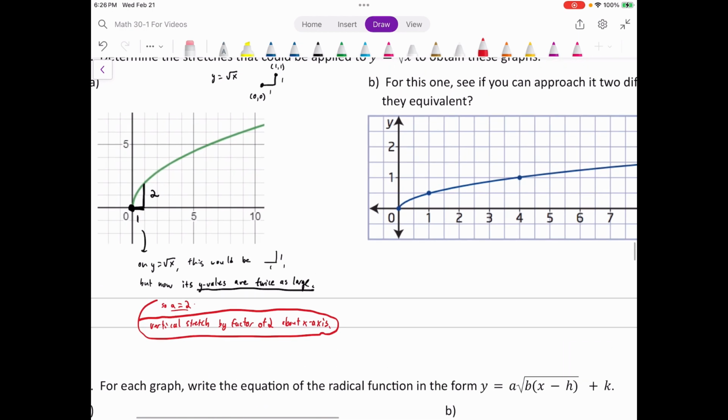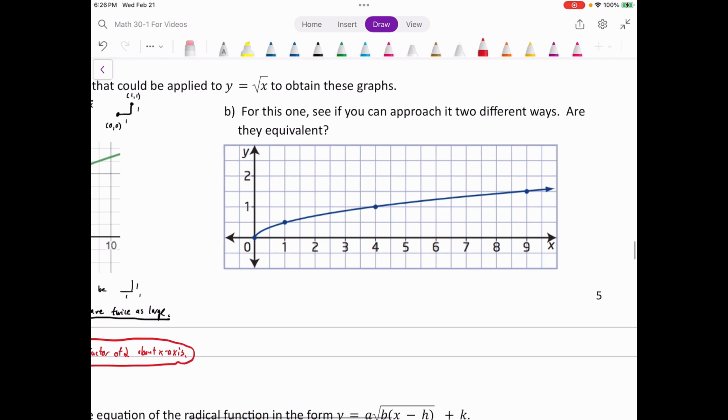Okay, now this one's interesting. It says for this one, see if you can approach it in 2 different ways. Are those 2 different ways equivalent? Okay, let's see. I do see 2 ways we could look at this. Again, we're comparing to what we know y equals root x would normally have for its width and its height here. So we know when we go over 1, we should go up 1.